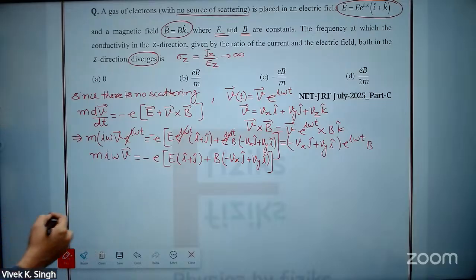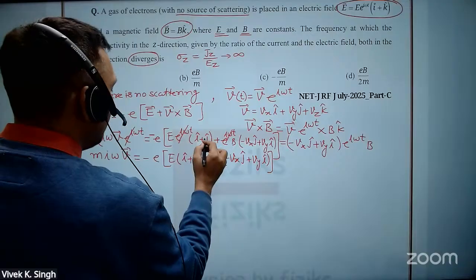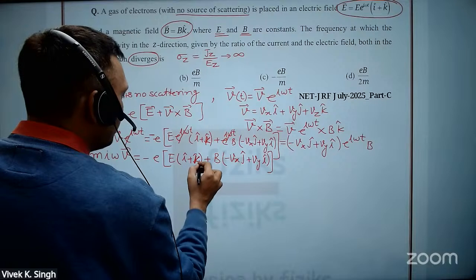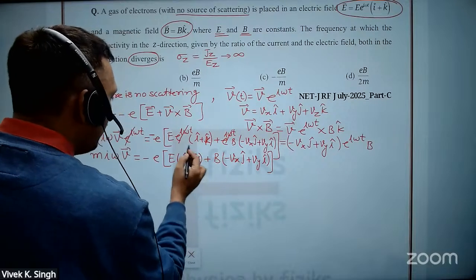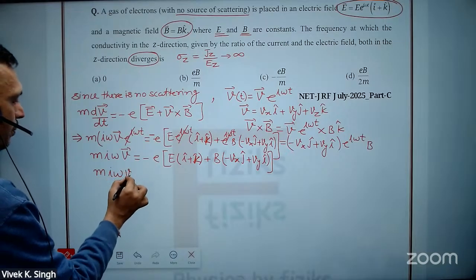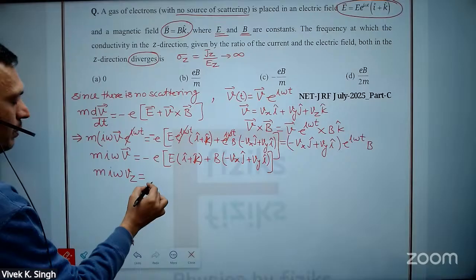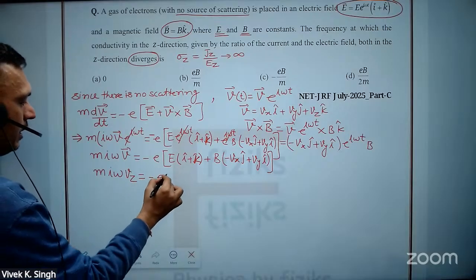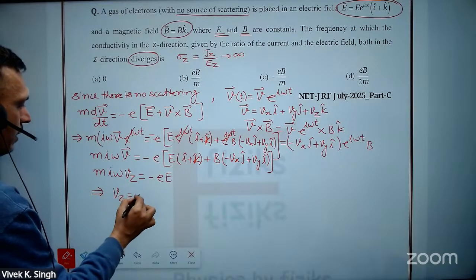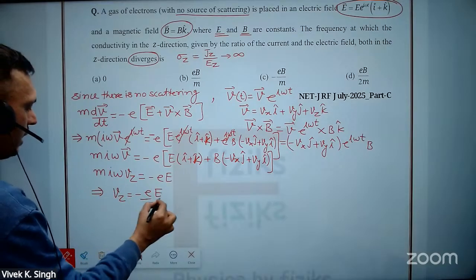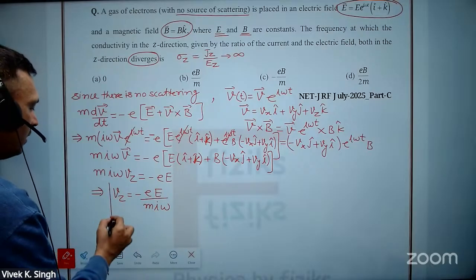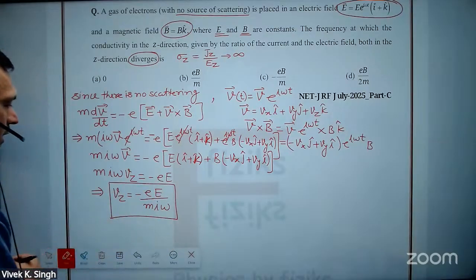So here you have I cap plus K cap. E is given as I cap plus K cap. This will not be J cap; this is K cap. So if you see, there is only this one K cap. So if you write the Vz component, that will be simply minus e into E, or Vz is given by minus eE by m iota omega. Okay? So this is the Vz component. Yes or no?